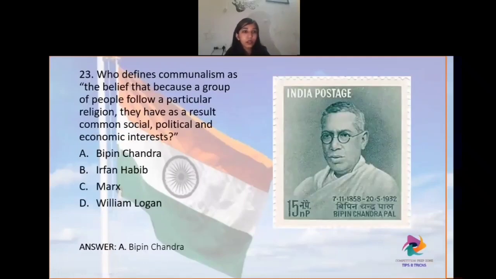Coming to the 23rd question, who defines communalism as the belief that because a group of people follow a particular religion, they have as a result common social, political, and economic interests? Going with the options: A, Bipin Chandra; B, Irfan Habib; C, Marx; D, William Logan. So the answer is A, Bipin Chandra. He defines communalism on the basis of a group of people following a particular religion. So Bipin Chandra is the answer.